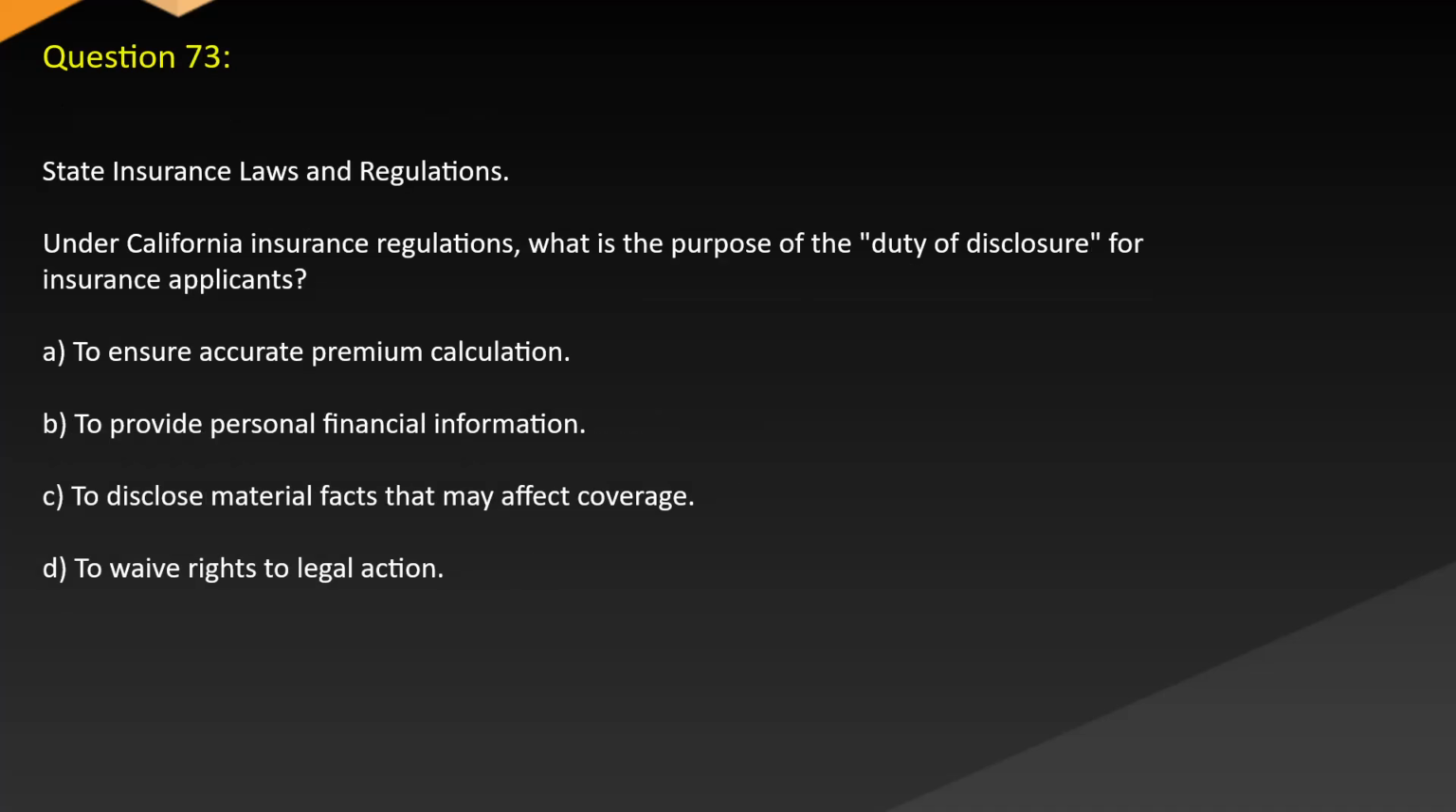Question 73. State insurance laws and regulations. Under California insurance regulations, what is the purpose of the duty of disclosure for insurance applicants? A. To ensure accurate premium calculation. B. To provide personal financial information. C. To disclose material facts that may affect coverage. D. To waive rights to legal action.